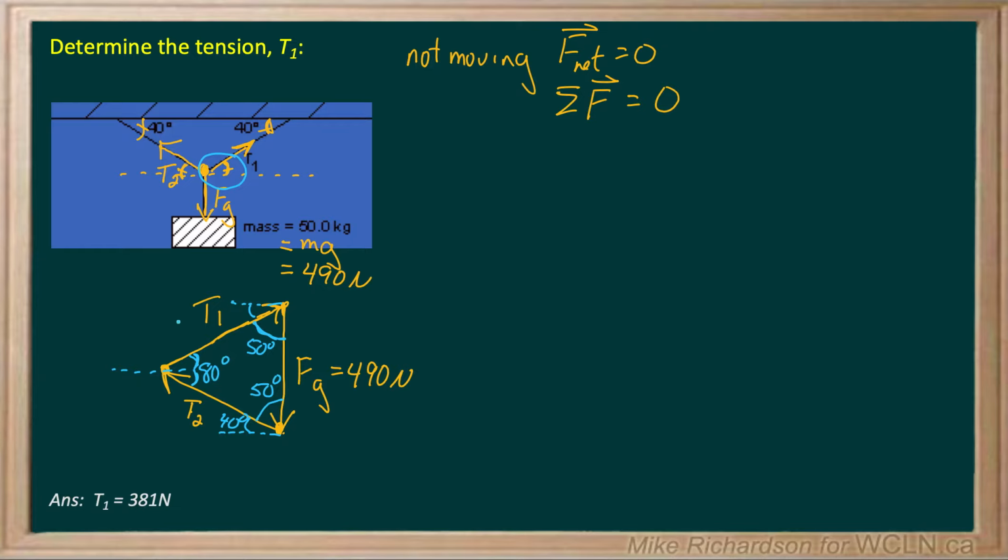Now we're trying to solve for T1. I've got a whole bunch of angles. I know every angle and I know its side. So I'm going to use the sine law. Now I'm trying to find T1, so I'm going to put that as my unknown on the top. T1 divided by the sine of the angle opposite to it. So here's T1, the angle opposite is 50 degrees. So T1 over sine 50 equals, now here's my known vector. So I've got to make sure that's in my equation, equals FG divided by the sine of the angle opposite to FG, and opposite to that is 80 degrees.